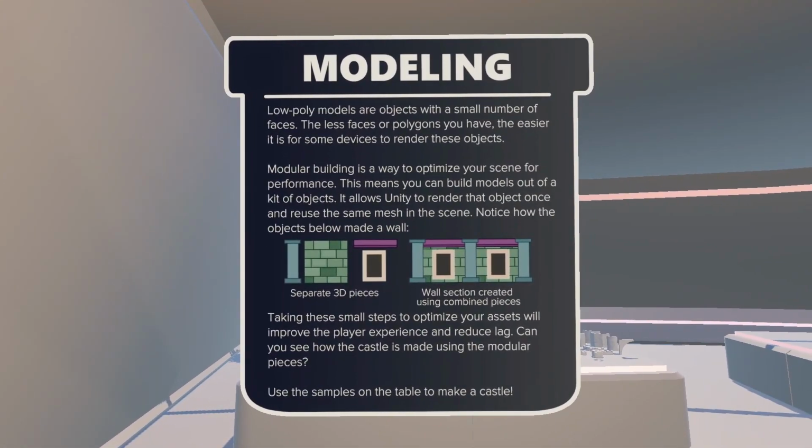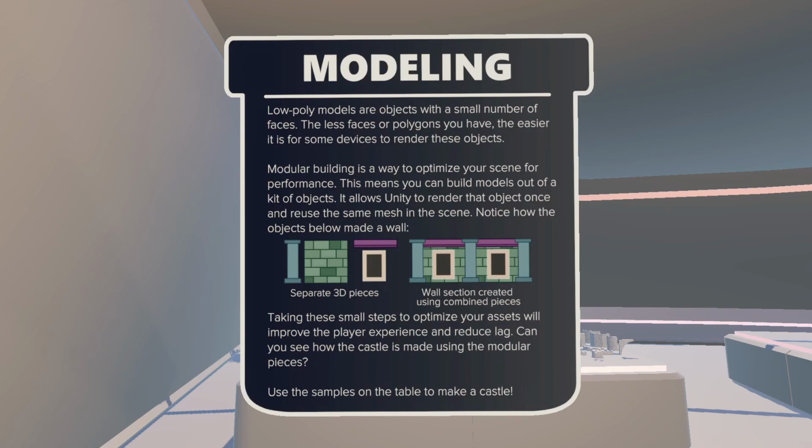The fewer faces or polygons you have, the easier it is for some devices to render these objects. Modular building is a way to optimize your scene for performance. This means you can build models out of a kit of objects. It allows Unity to render that object once and reuse the same mesh in the scene. Notice how the objects below made a wall. Taking these small steps to optimize your assets will improve the player experience and reduce lag.